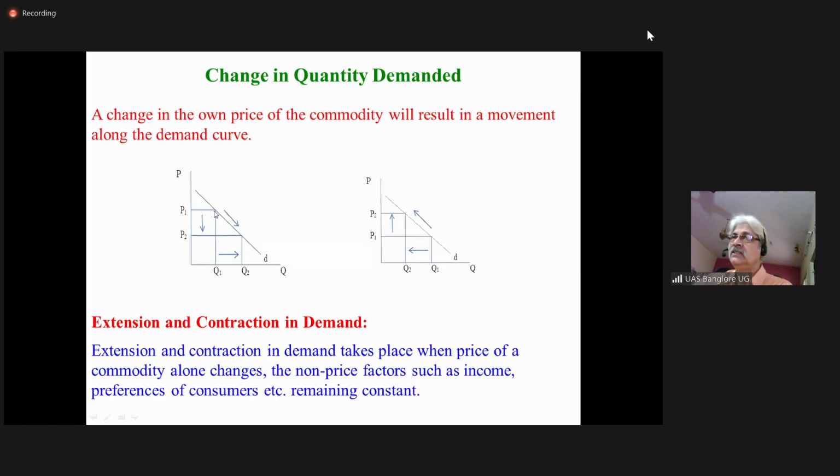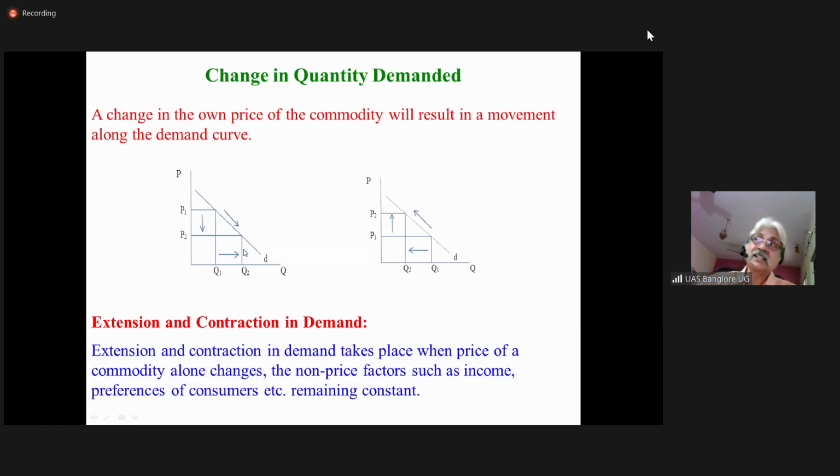From this point, you'll be moving to the other point here. You are moving from Q1 to Q2. Again, movement is along the same demand curve. It is extension. That is, the quantity demanded becomes more. So extension and contraction in demand takes place when price of a commodity alone changes.